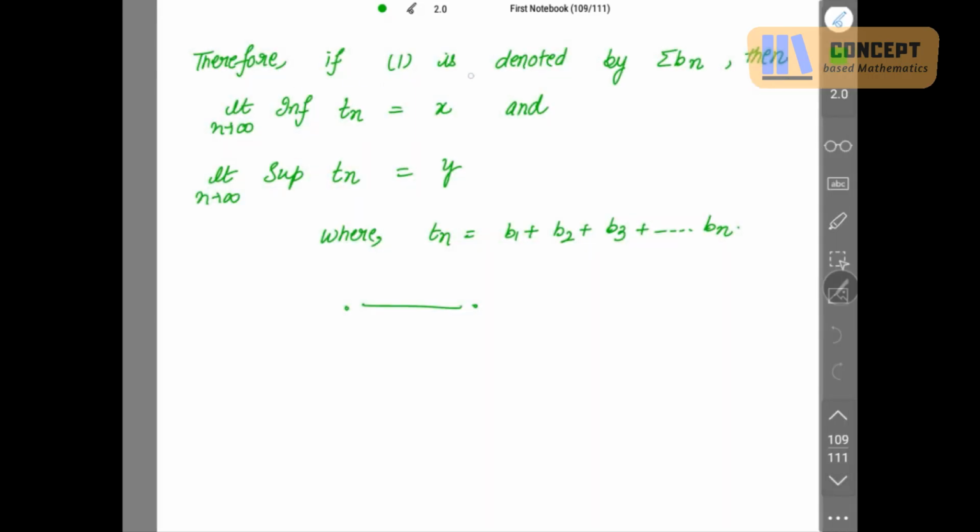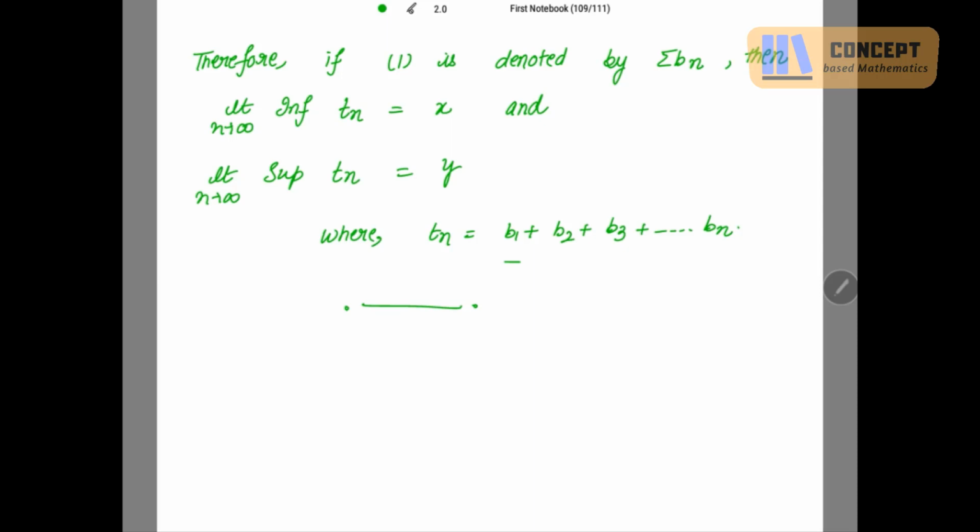So, therefore, if the rearrangement is denoted by summation bn, then the infimum of Tn comes out to be x, and the supremum of Tn is y, where Tn is b1 plus b2 up to bn. Right? It is proved now?